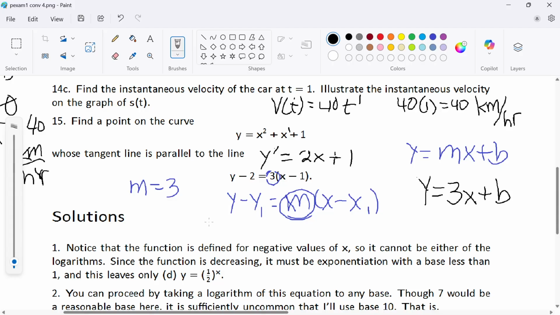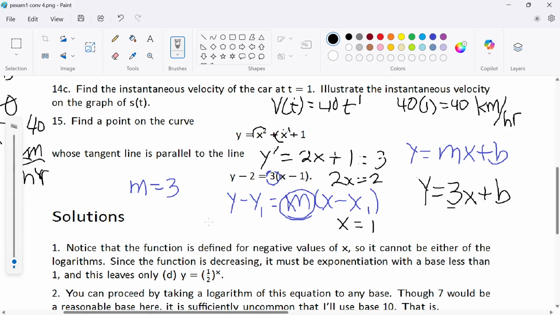That's the derivative. 2x, 2 minus 1 is 1. 1x, 1 minus 1 is 0. There are no powers of x left, so it's just 1. 2x plus 1, and I want that to equal 3. I want it to equal the slope. Find a point on the curve. So 2x plus 1 has to equal 3. 2x equals 2, and then I divide both sides by 2. x equals 1.